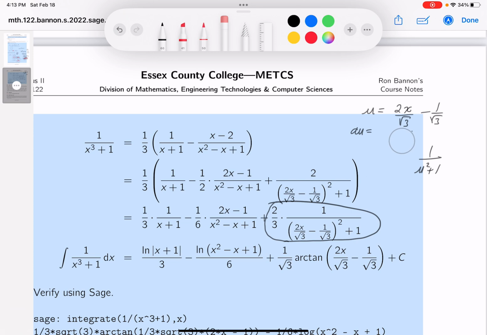Let me erase that again. That would not be good. It's 2 over root 3 dx. So what's the dx going to be? It's going to be root 3 over 2 du. And this is what we're integrating over here.